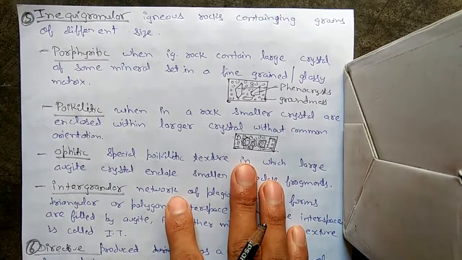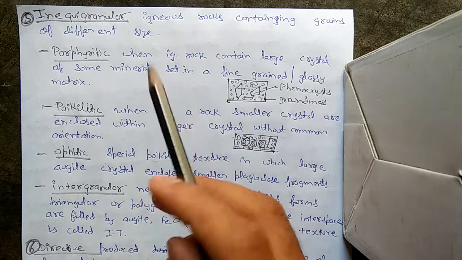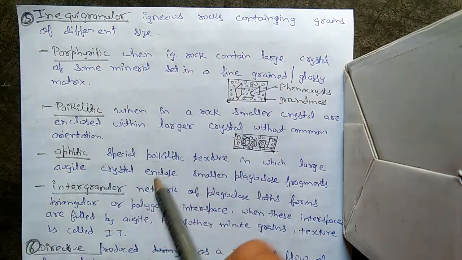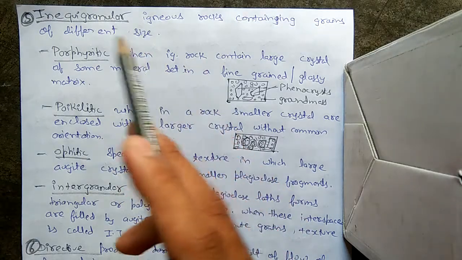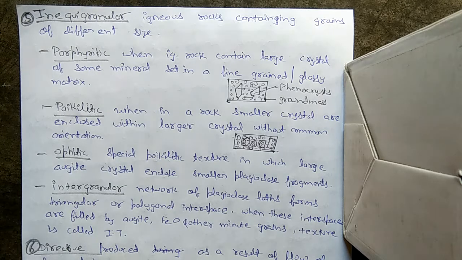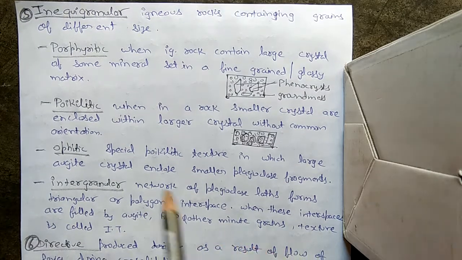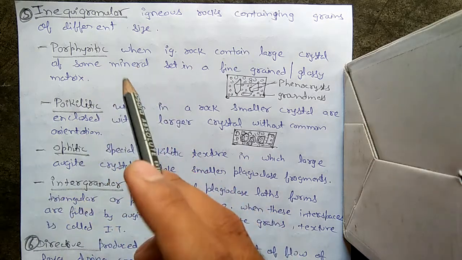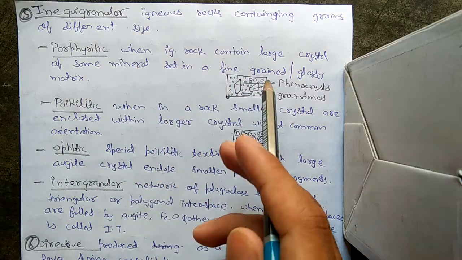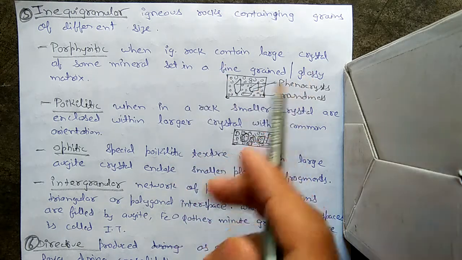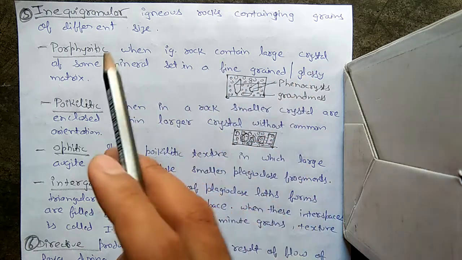Now the fifth categorization is inequigranular. If igneous rocks contain grains of different size, then the texture is called inequigranular texture. If the grain size of the grains of igneous rocks is unequal, then the texture is inequigranular. In this, porphyritic: when igneous rock contains large crystals of some mineral set in a fine grained or glassy matrix, the texture is called porphyritic texture.